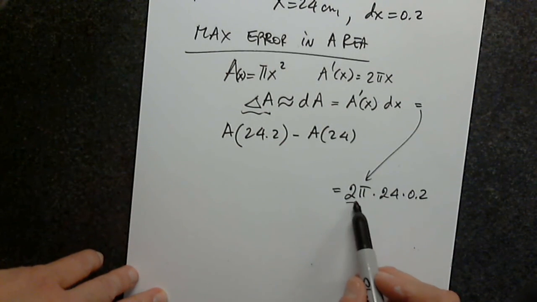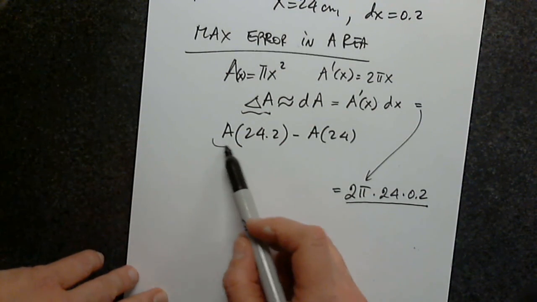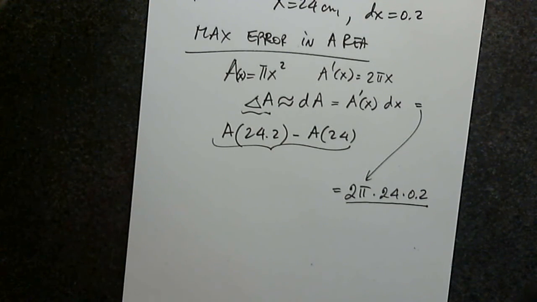Which do you prefer? This simple product, or plugging in the original function, 24.2, and subtracting when you plug in 24? You can say it's not a big deal, and I would agree. But this one I can even tell you what it is: 9.6 pi. I'm done. But here I can't do that. So let's see what happens and determine all these numbers.